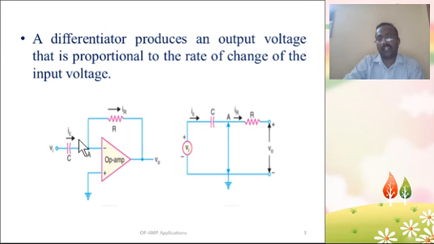So this is the circuit diagram. IC is the capacitor current. IR is the feedback resistor current. This is V0. Here is the feedback resistor RF.